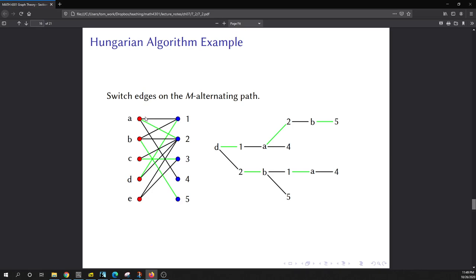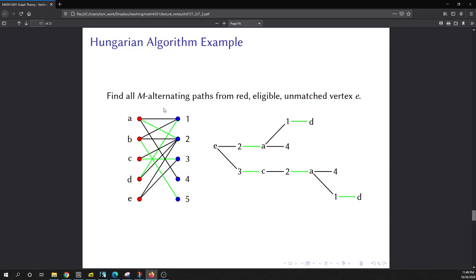And then I would say, are there any unmatched eligible red vertices? And there are: E right here. E is unmatched, so I'm going to do the same thing with E. I'm going to find all of the M alternating paths from vertex E. Starting with E, I can either go to 3 or 2. If I go to 2, then I've got to go to A, because it has to be alternating. Because E to 2 was a black edge, I must take a green edge out of 2, and that would take me to A. Then I have to take a black edge out of A, so that's either going to 1 or going to 4. Well, 4 is a dead end.